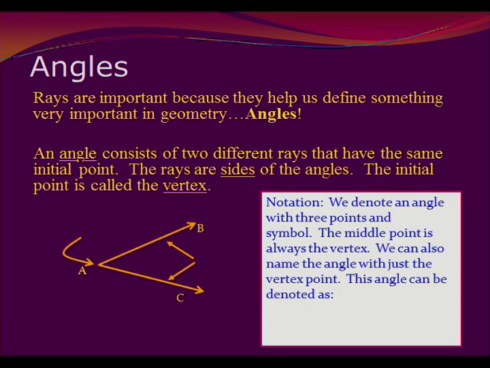You can recollect rays are important because they help us define something very important in geometry, angles. An angle consists of two different rays that have the same initial point. The rays are the sides of the angle. This initial point is called the vertex of the angle. So, here AB is a side and AC is a side of an angle.